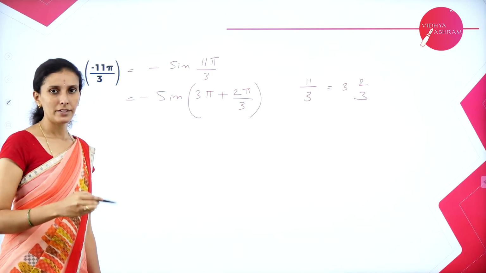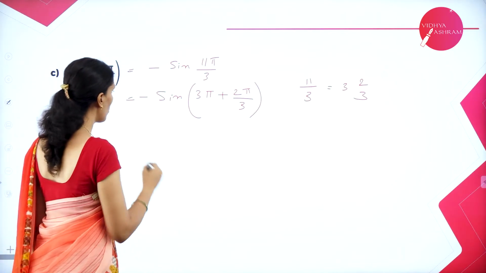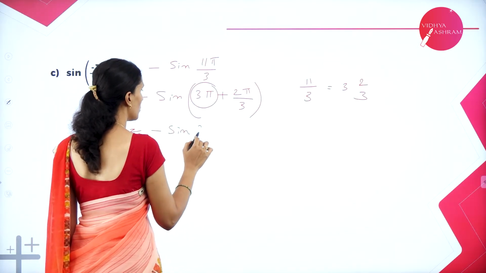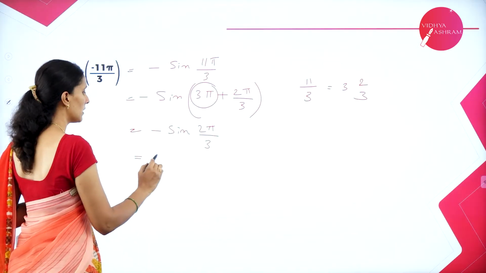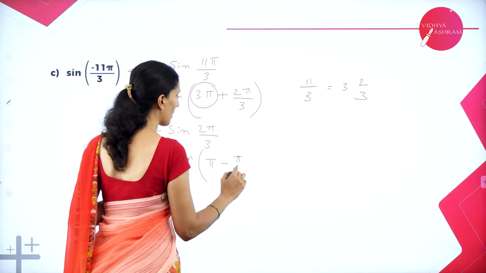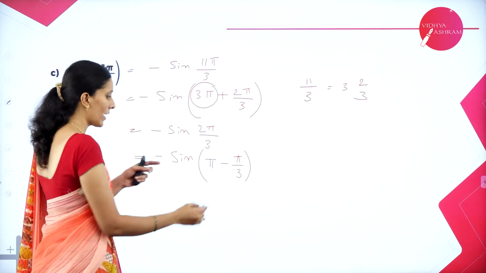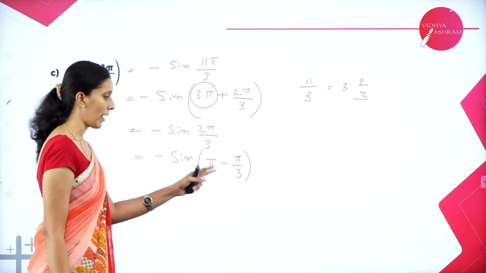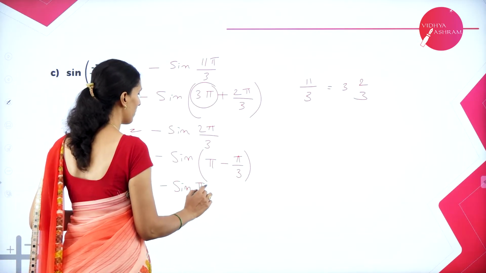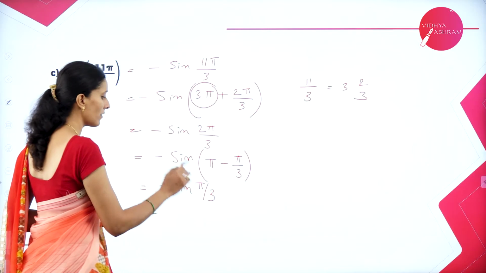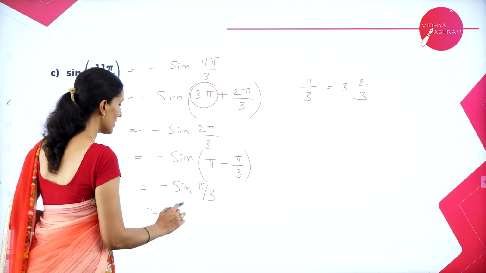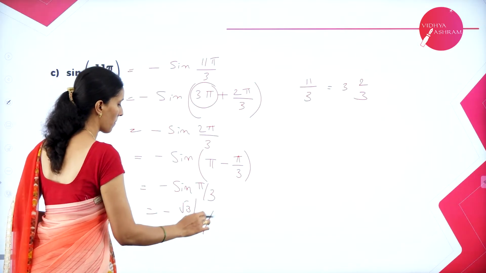Sine of any multiple of pi is 0, so this can be directly written as sine 2 pi by 3. Now sine 2 pi by 3 can also be taken as pi minus pi by 3. So here again we have minus sine pi by 3. What is the value of pi by 3? It is 60 degree. So minus root 3 by 2.